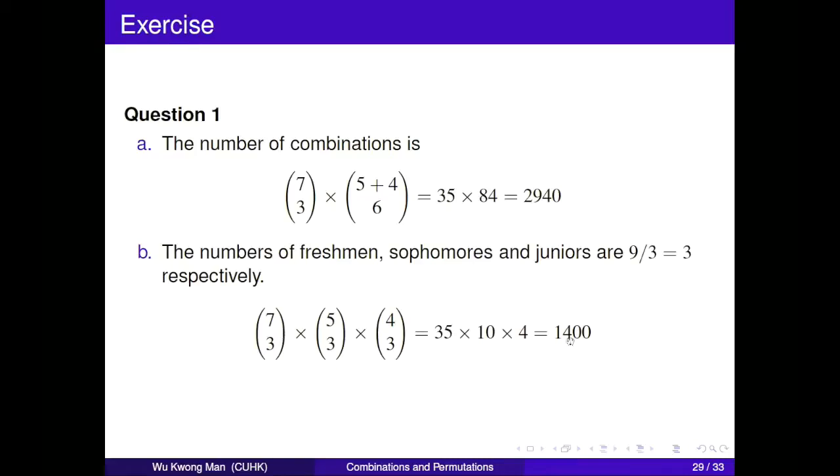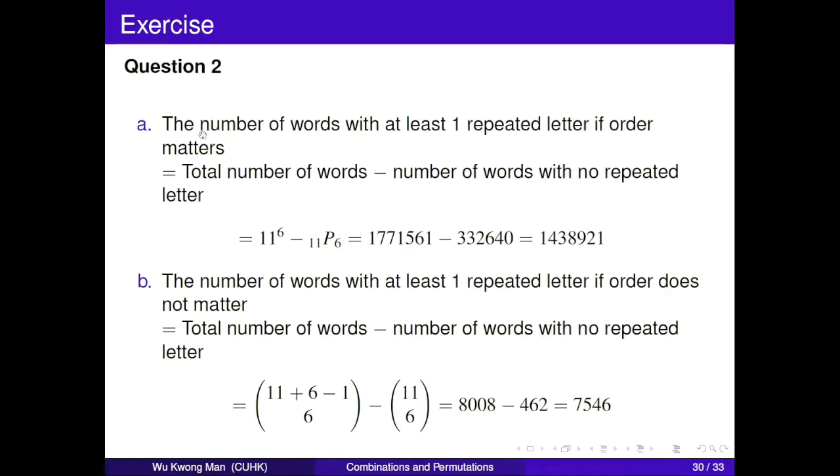For question 2, to calculate the number of words with at least one repeated letter, we just need to calculate the total number of words formed by 6 letters and then subtract those with no repeated letter. So for part A, we can easily get the equation 11 to the power 6 minus 11P6. And for part B, we can get 16C6 minus 11C6.